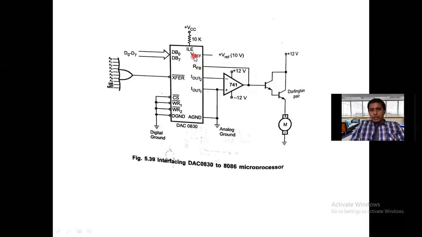Now VREF is the reference voltage. The analog reference voltage we are expecting should be connected to the V reference pin. Here, how much value are we connecting? 10 volts. So we expect a 10 volt analog output from this particular op-amp.